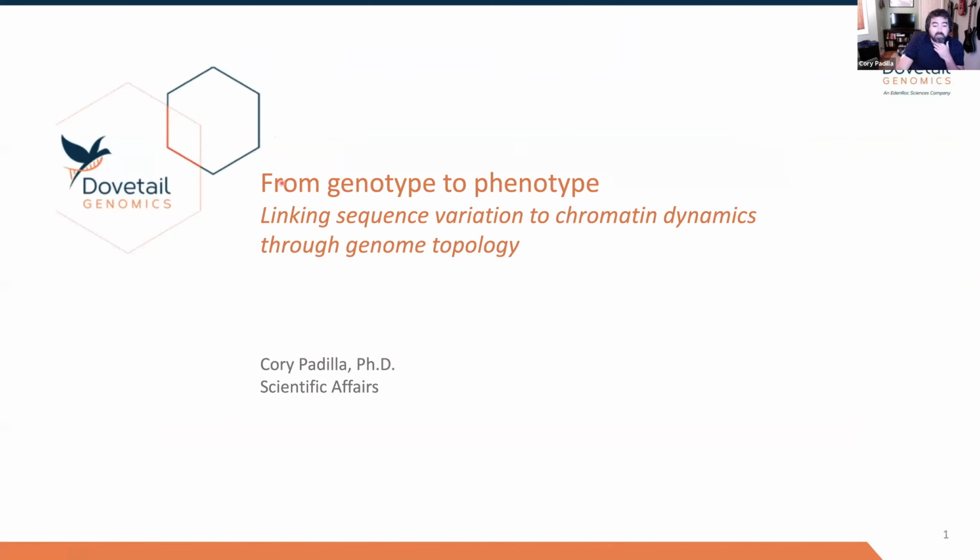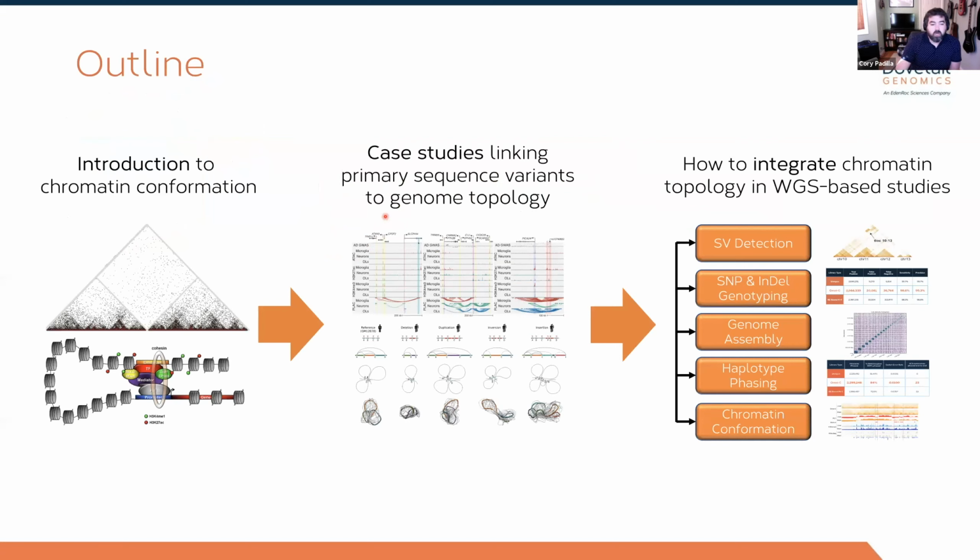We're going to be talking about linking sequence variation, in terms of single nucleotide variation all the way up to these large structural variants, to chromatin dynamics, and how topological data types can really help us understand what these variants are doing. So the outline of today's talk: we're going to do a brief introduction into the world of chromatin conformation, what the data type is, how it's generated, how it's visualized, and really what that means for us in terms of bringing that data into understanding chromatin dynamics and gene regulation.